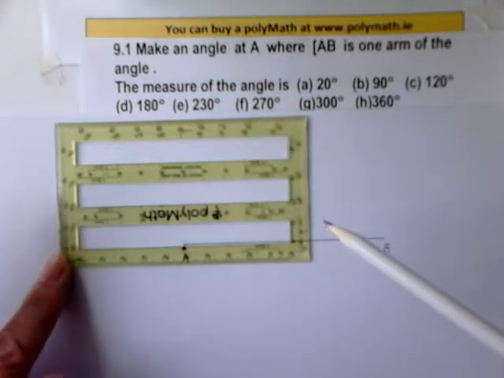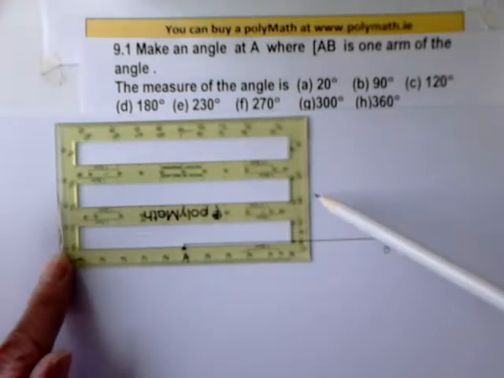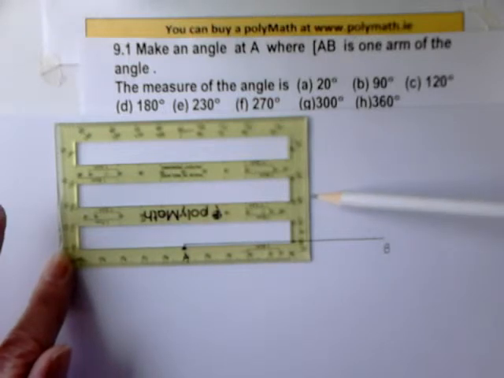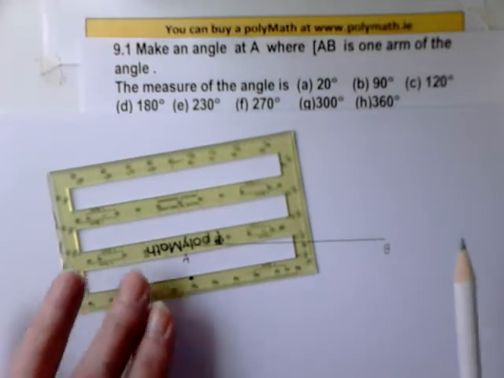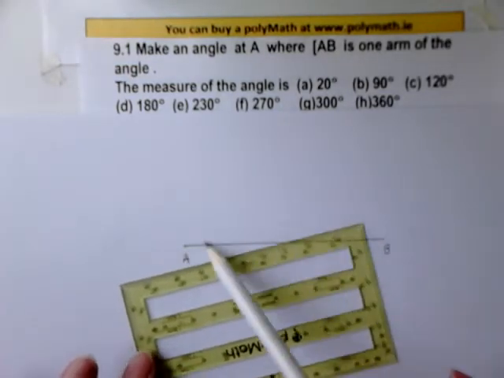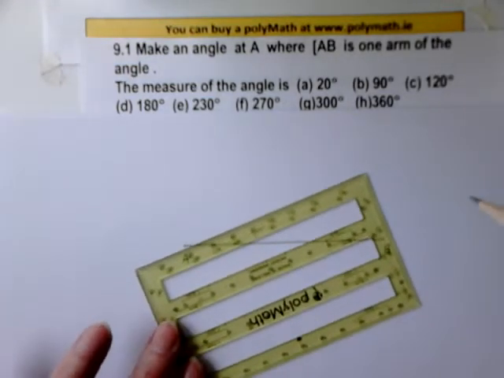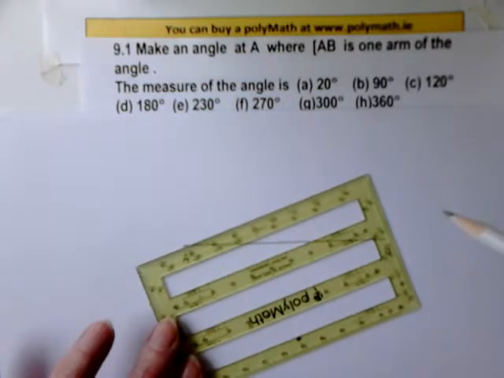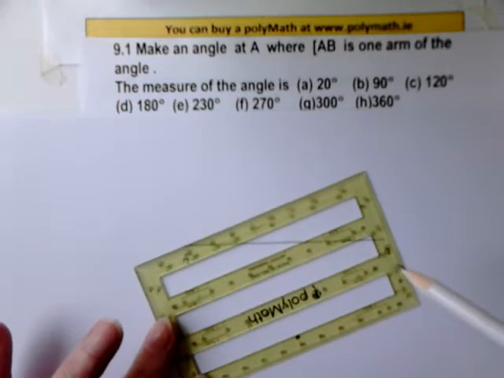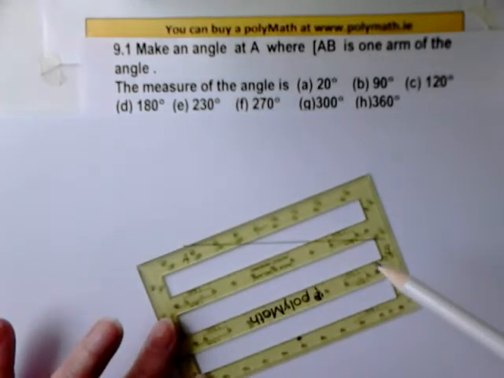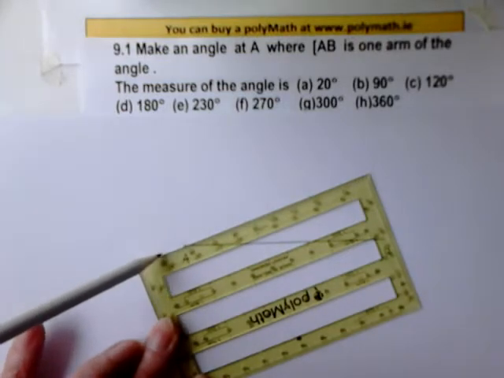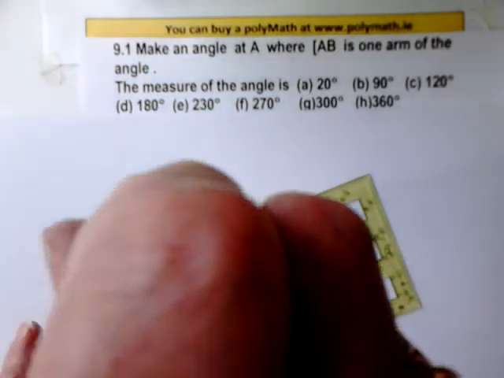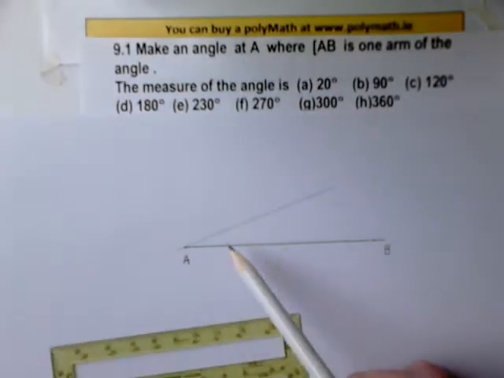Now I can count 0, 10, 20, put a little dot there at the 20 degrees, and then join up that dot to A, and that will be an angle of 20 degrees. That's 20 degrees.